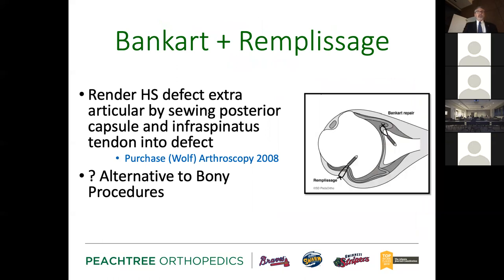So what role does the remplissage have in this? Well, the remplissage renders the Hill-Sachs defect extra-articular, and you get it by sewing the posterior capsule and the infraspinatus tendon into the defect. So some people love this and some people hate it. They think that, oh, this is going to limit external rotation and weaken the infraspinatus.